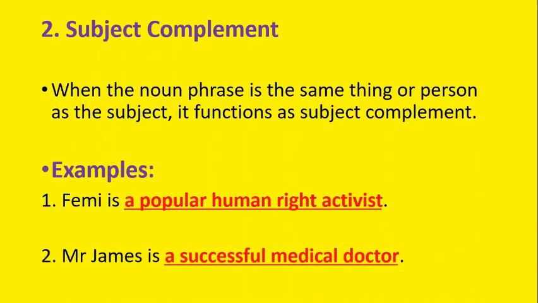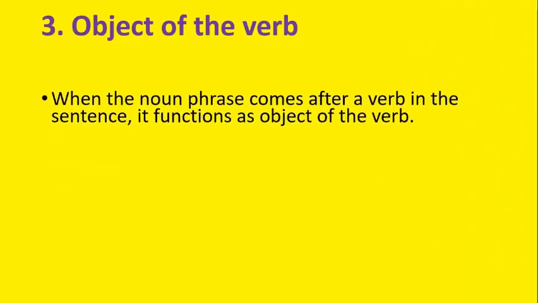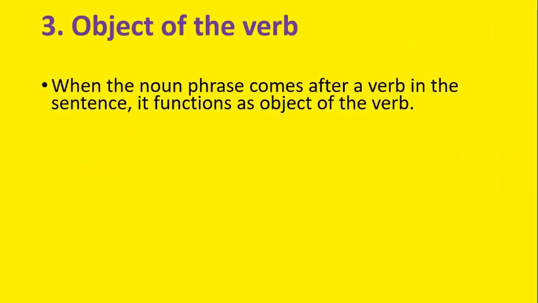Mr. James is a successful medical doctor. Doctor is the main word here, the head word. A successful medical is describing the doctor. And because this is a phrase, look at the location it is occupying. It's only complementing the meaning of Mr. James. That makes it function as the subject complement.